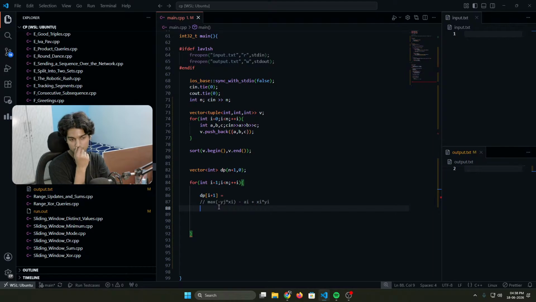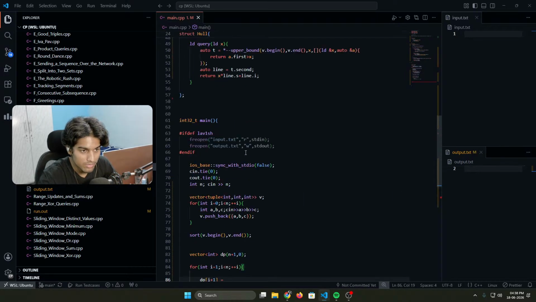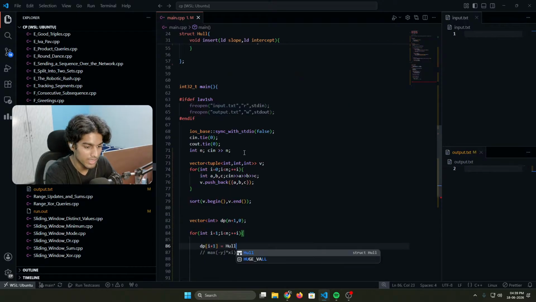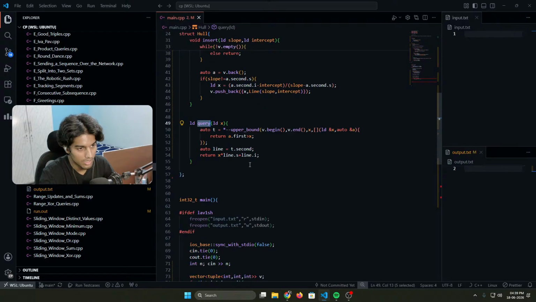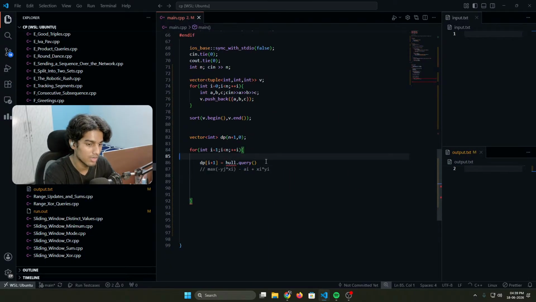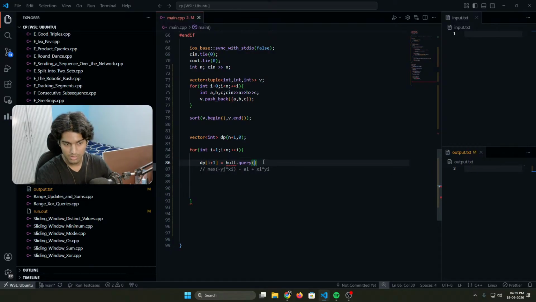We can do a query sort of thing. So we have a hull here. We can do something like hull dot query. I will query. I will have to send this particular stuff here. I just have to send X of I. What is X of I?